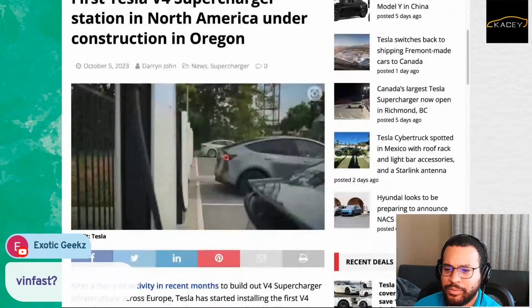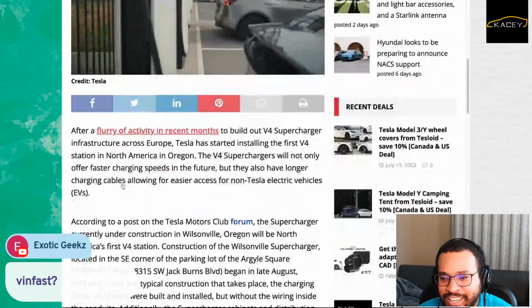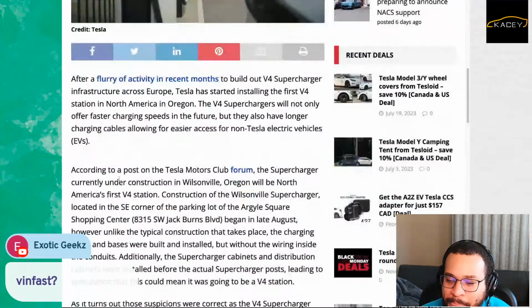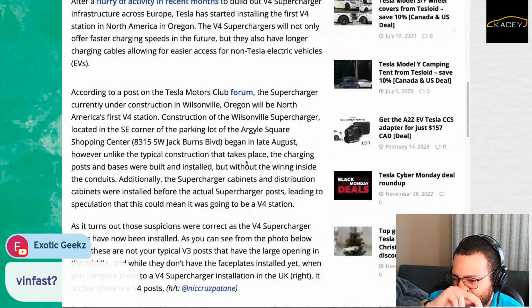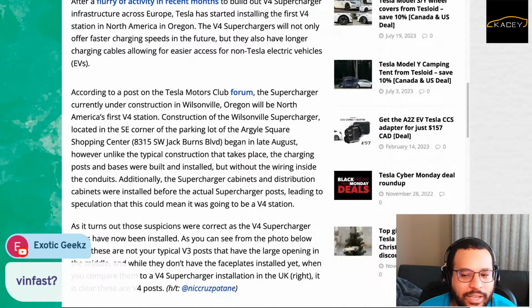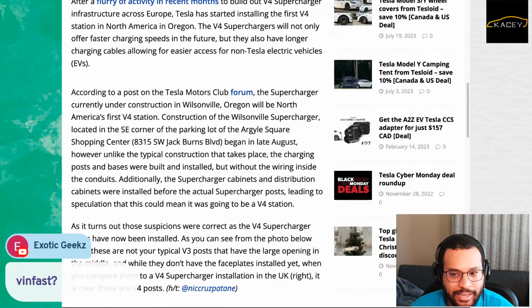It's a little far away from the factory, but we've seen how they roll out superchargers. It's just any which way they feel like. Let's see. On the Tesla Motor Club forum, a supercharger currently under construction in Wilsonville, Oregon, will be North America's first V4 station. I would say it's the first one that we found under construction. We've seen how long these things can get held up at the last second. But if everything goes like all the new stations where they're doing 2 sites a day, then this will be it.